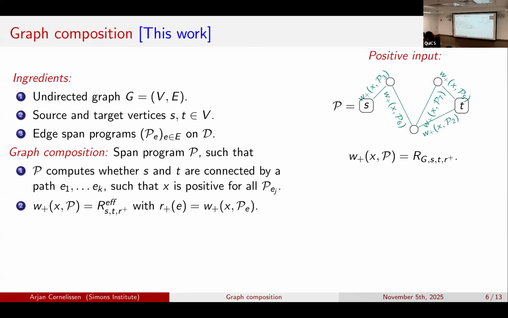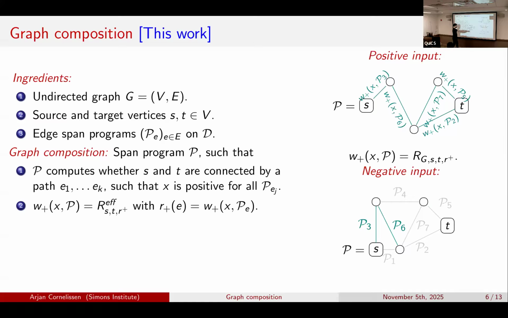So I already told you how to compute the positive witness. You put all the positive witness sizes of the individual edges on the edges as resistances, and then compute the effective resistance of the resulting graph. For the negative witness, you can do something similar. Let's say this is our particular graph, where only P3 and P6 are positive. Then we contract all the nodes that are reachable from S. Here you can go from S to this node and this node, but all the other nodes are not reachable, so I contract those three into S.